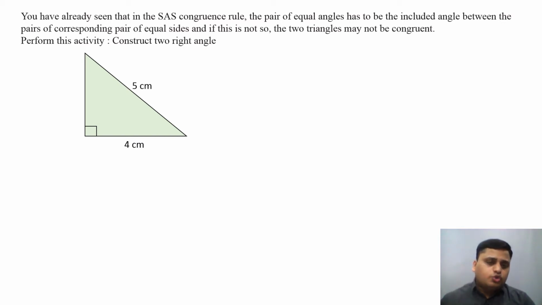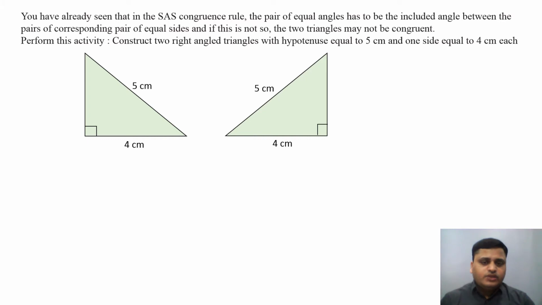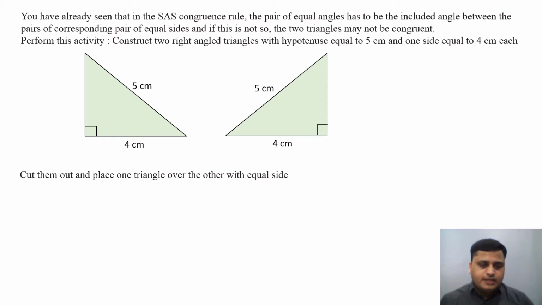Let's draw two right angle triangles. I have taken two right angle triangles whose hypotenuse has been given as 5 centimeter, and one of the bases I have taken as 4 centimeter, and these two are right angle triangles. Now what you need to do is cut these two triangles separately.